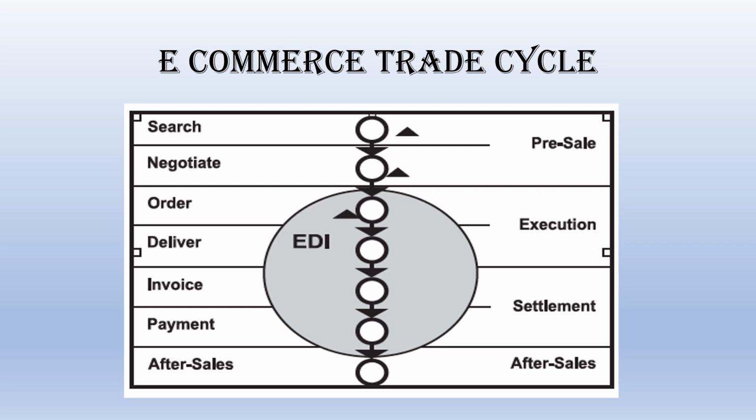The next phase is execution. This phase consists of order and delivery. The customer sends an order for the selected product, and after processing the order, the customer receives the delivery of the product.